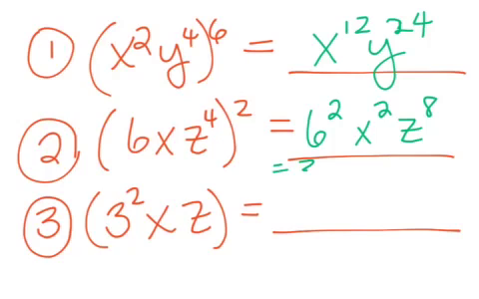This one would also equal 36. Depending on how they want you to have your answer, you may want a base and an exponent or a big number. 6 times 6 is 36. Oh, and this one should have been raised to the third power right there.